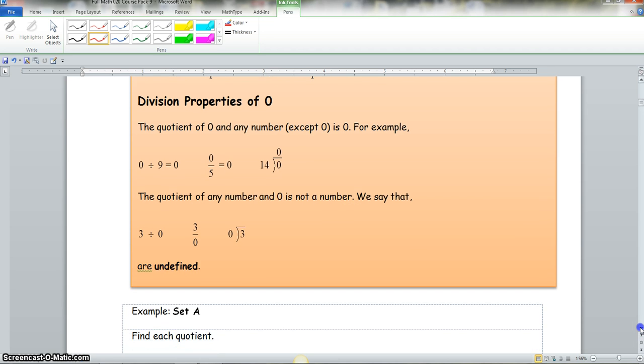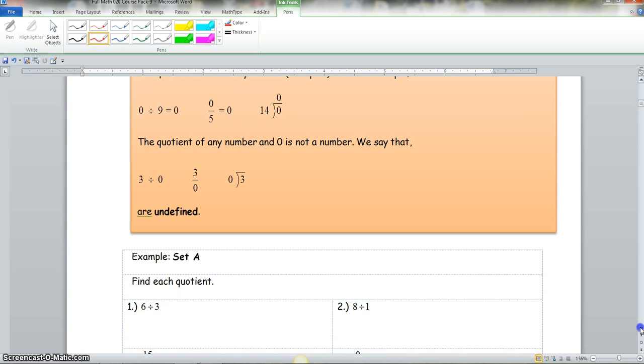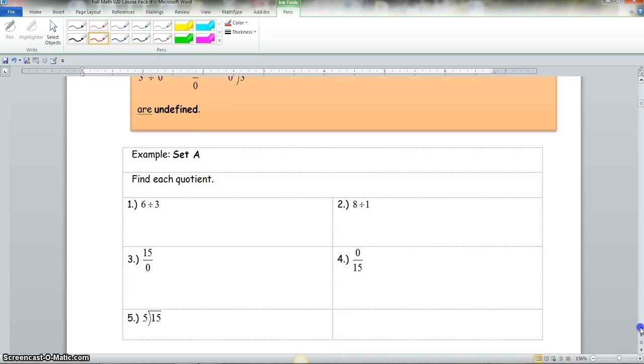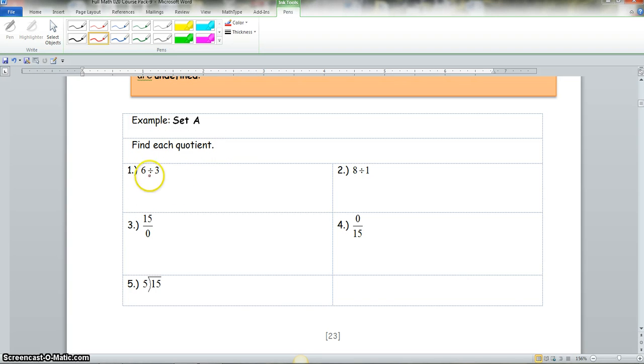So now we scroll down here to example set A. Now if we look here at number 1, we have here 6 divided by 3. Now 6 divided by 3 we know is 2. We look here at number 2, 8 divided by 1. We learned that property of 1, 8 divided by 1, we know is 8. Now 15 divided by 0 and 0 over 15. I'm going to hold off on that for a second. Let's look here at number 5. 5 goes into 15 3 times. 3 times 5 is 15. And you have no remainder.